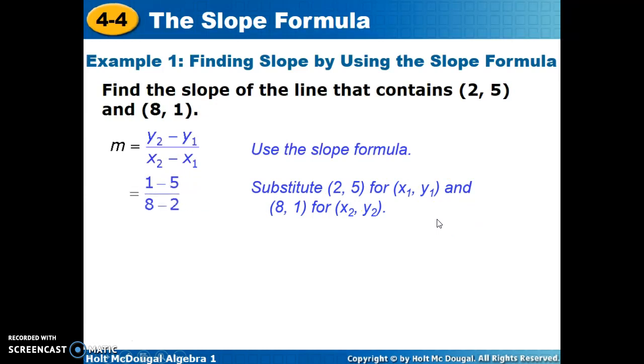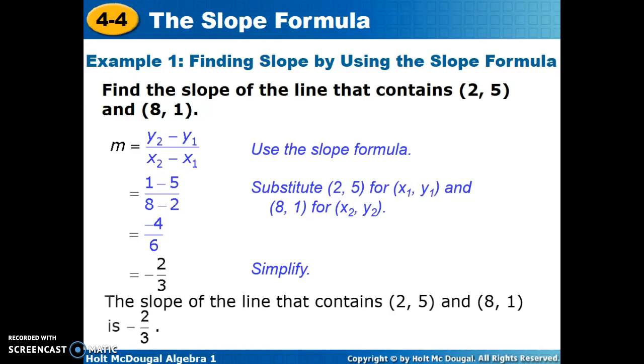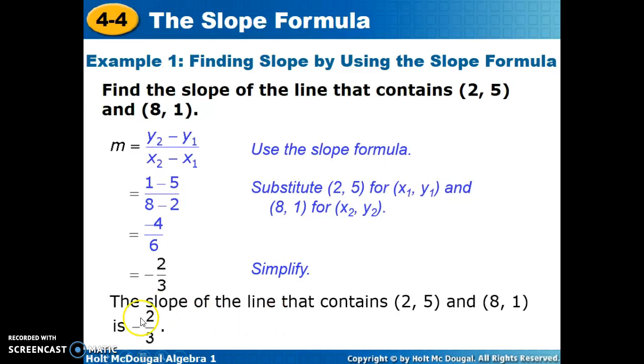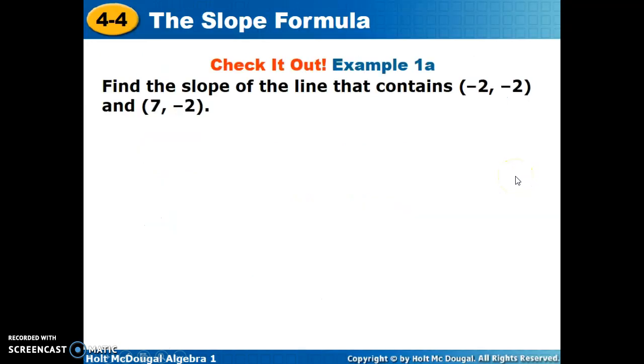So the difference 1 minus 5 over the difference 8 minus 2, we simplify to negative 4/6. Simplifying further, we get a slope of negative 2/3 between the point 2, 5 and 8, 1. This is in simplest form. We always want to leave our slope in fraction form because that tells us the rise over the run. So you guys try check it out, number 1A. Come on back and check your answers.